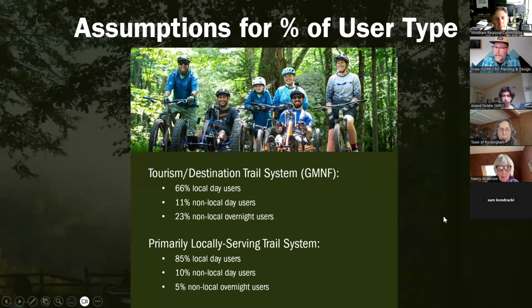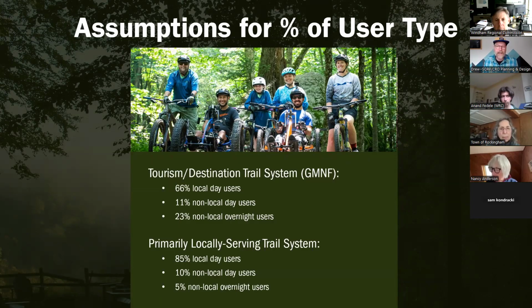Here are some assumptions that you could use if you wanted to try this math. This is for a tourism or destination-oriented trail system. This is from the Green Mountain National Forest. They did a lot of survey work across all the forest visitors over the years, and these are the estimates that they've compiled in their system. It's called the National Visitor Use Monitoring System.